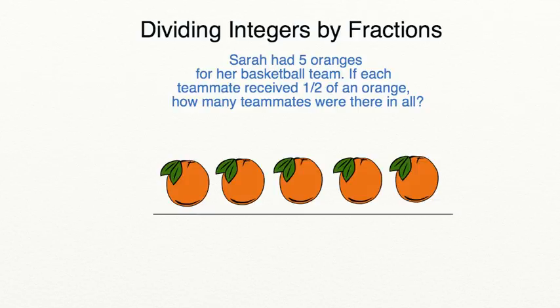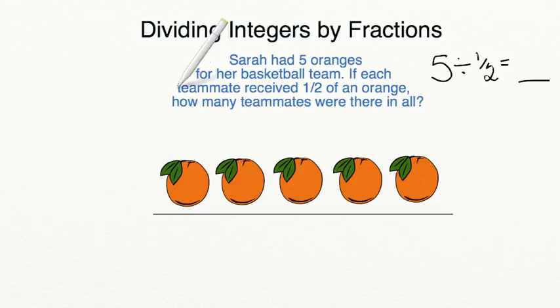Let's begin today by doing a word problem. Sarah had 5 oranges for her basketball team. If each teammate received half of an orange, how many teammates were there in all? Well, we know we're starting with 5 oranges and we're dividing each of these oranges in half. So how many teammates will that be? Let's start using a number line with the pictures below.